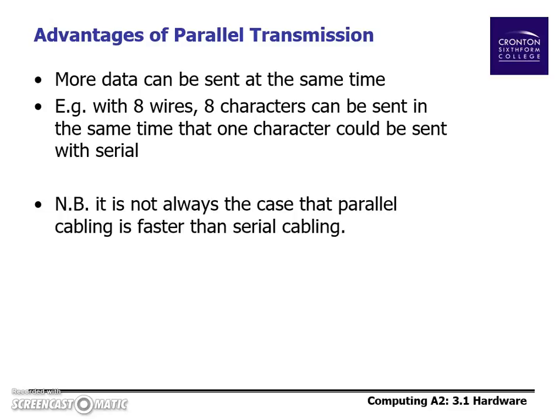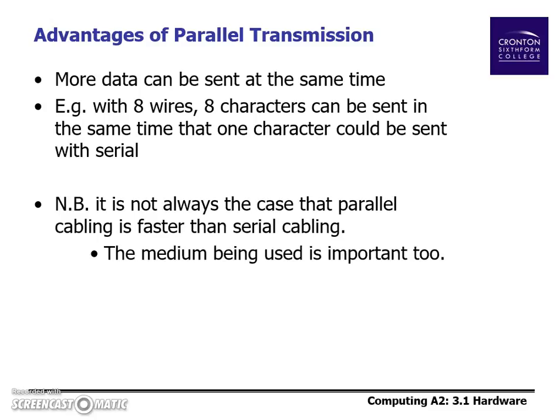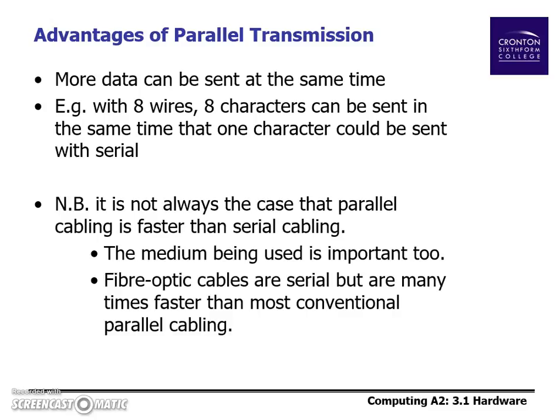But it's not always the case that parallel cabling is faster than serial cabling. The medium that's being used is important too. For example, fiber optic cables are serial, but are many times faster than most conventional parallel cabling, which uses copper wires. However, all things being equal, a parallel transmission on a fiber optic cable will be quicker than a parallel transmission on copper cables.